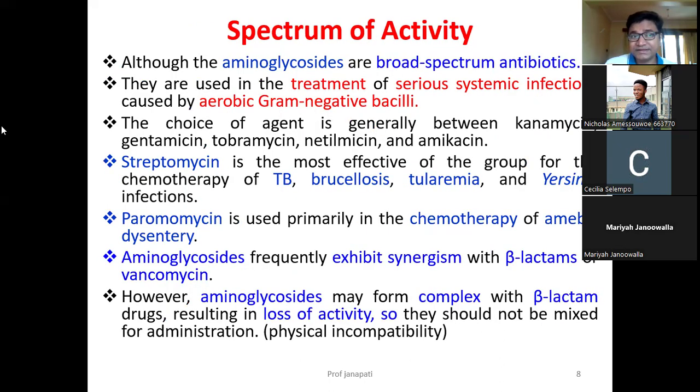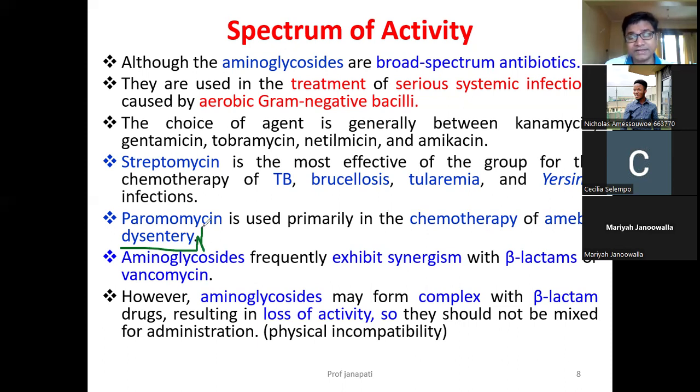And we can see the spectrum of activity. They are used to treat serious infections caused by gram-negative bacteria, such as TB, brucellosis, tularemia, and Escherichia. Then paromomycin, especially, is very good for amoebic dysentery. It's a very good drug. We can see the importance of this drug.